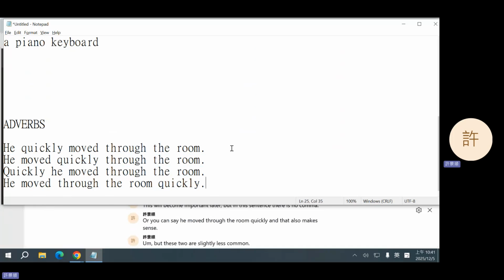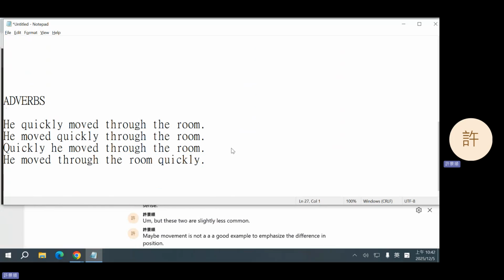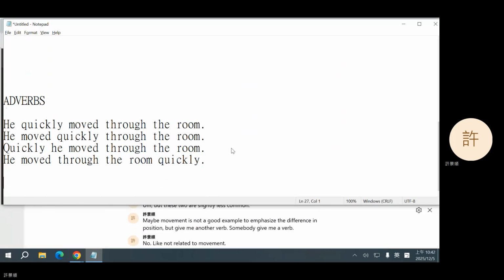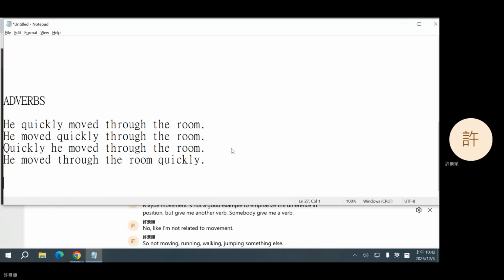Maybe movement is not a good example to emphasize the difference in position. Give me another verb. Somebody give me a verb. No, like not related to movement. So not moving, running, walking, jumping, something else. Okay, eating.